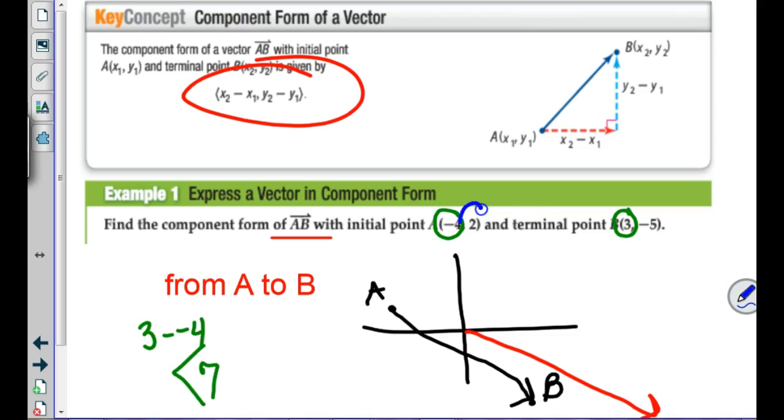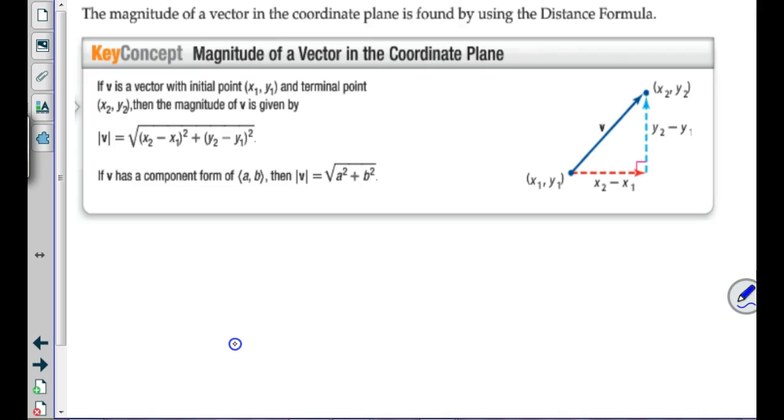And then up and down, it was 2 up and it wound up 5 down. So negative 5 minus 2 is negative 7. But I just think from negative 4 it went to 3. Okay, that was right 7. From 2 it went to negative 5. That's down 7. So 7, negative 7 is the component form. Okay, and then from there you can find the magnitude and the angle. So this is talking about magnitude. You just do Pythagorean theorem after you found that.